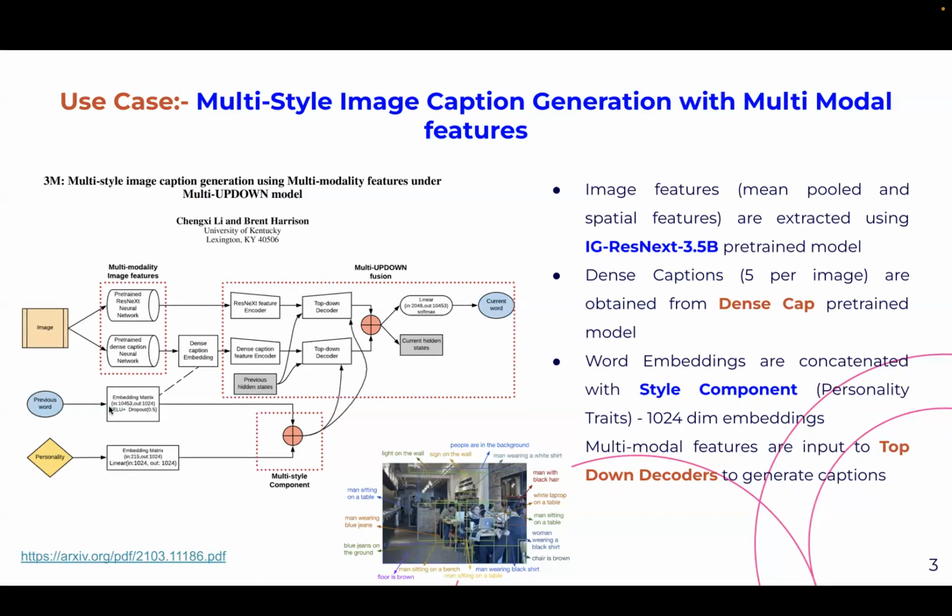In order to concatenate the personality traits as well, I need to maintain the same dimension. So I'm generating the embeddings for each of these personality traits with the same dimension, 1024, as the word embedding, and later concatenating both of these as a multi-style component. Once you concatenate, the dimension will be 2048. These embeddings are sent to the decoders during the decoding part. Since the personality trait is also embedded, it will generate the captions according to those personality traits.